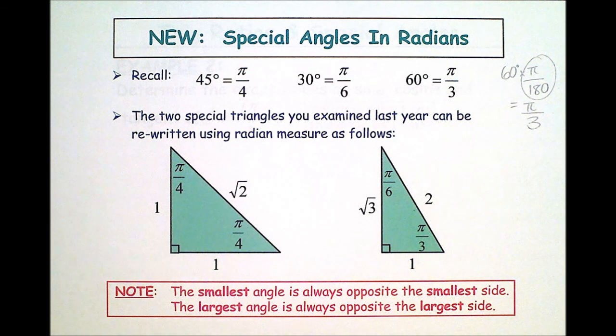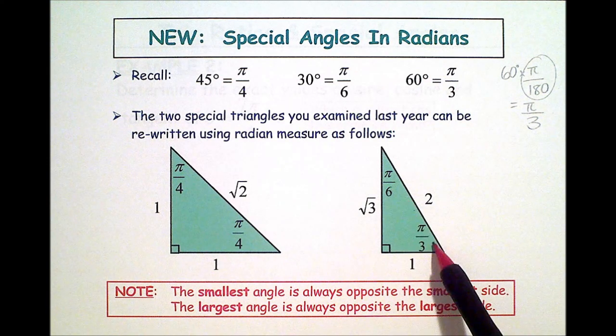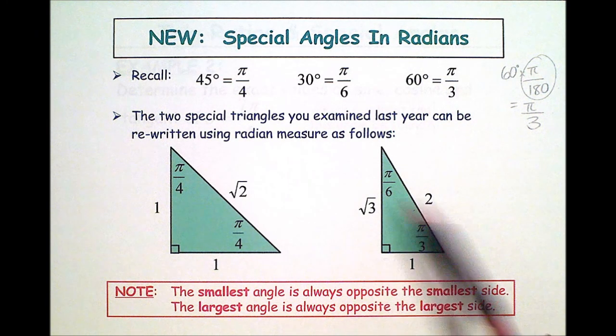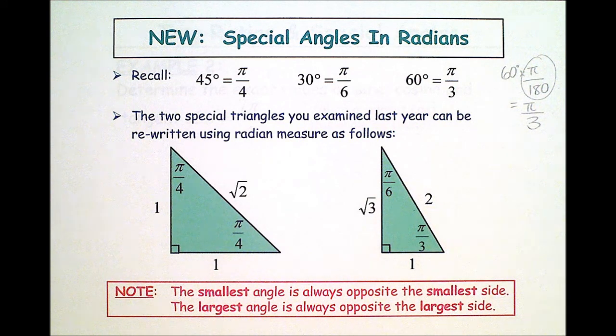In the same way, we used to have a 30, 60, 90 triangle. Now it's pi over 6, pi over 3, and pi over 2. And you can see again the side lengths are exactly the same. So what you need to remember is now instead of looking at it in terms of degrees, we're looking at it in terms of radians. Okay, we're going to look at a few examples.